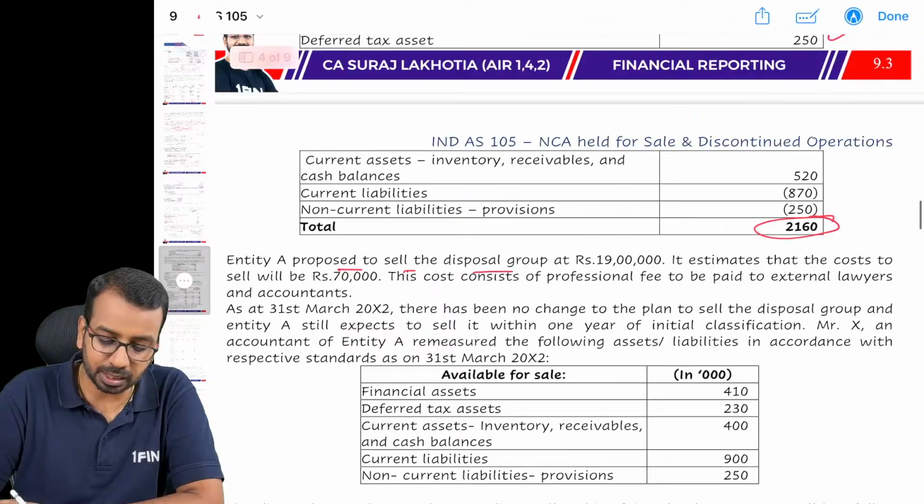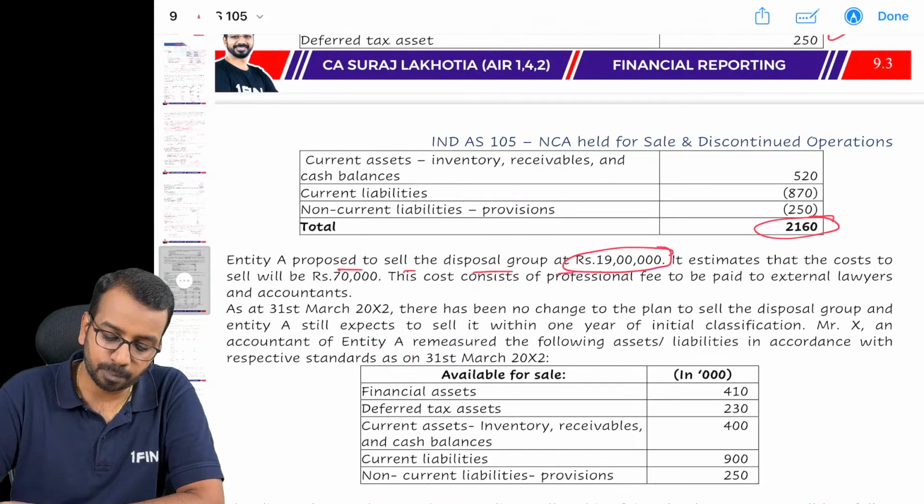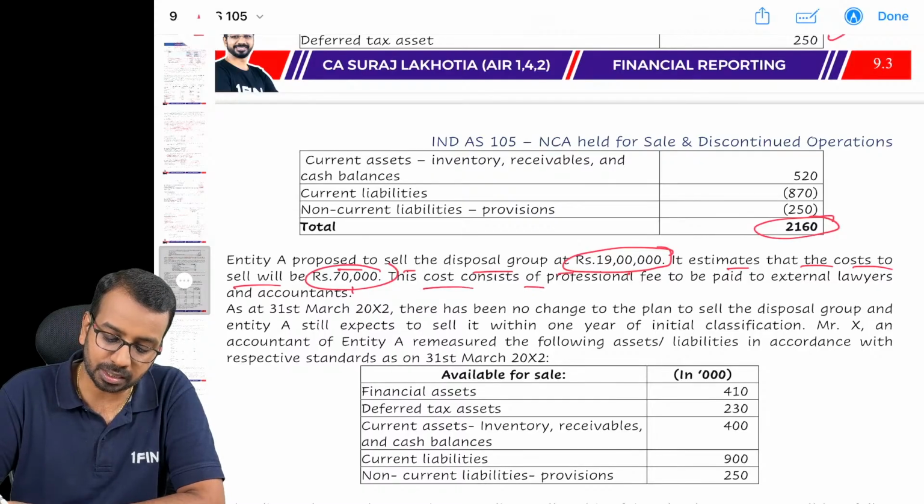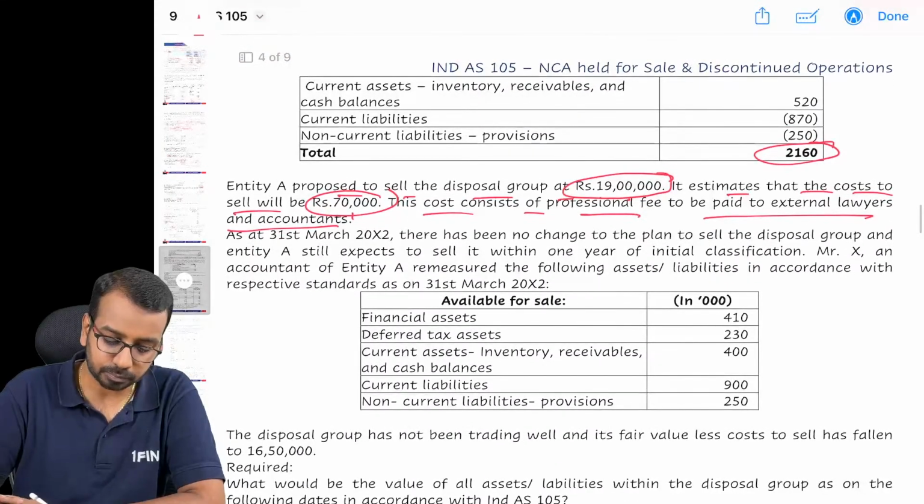Entity A proposed to sell the disposal group at 19 lakhs. It estimates that the cost to sell will be 70,000. So 19 lakhs minus 70,000 you will do. This cost consists of professional fee to be paid to external lawyers and accountants.